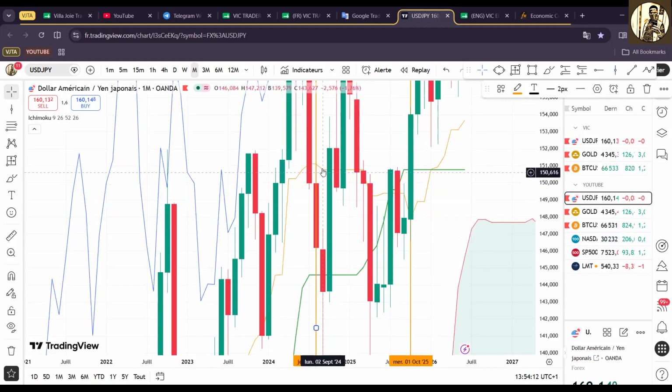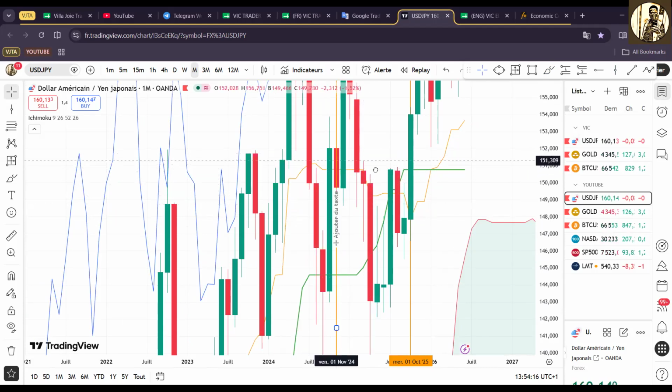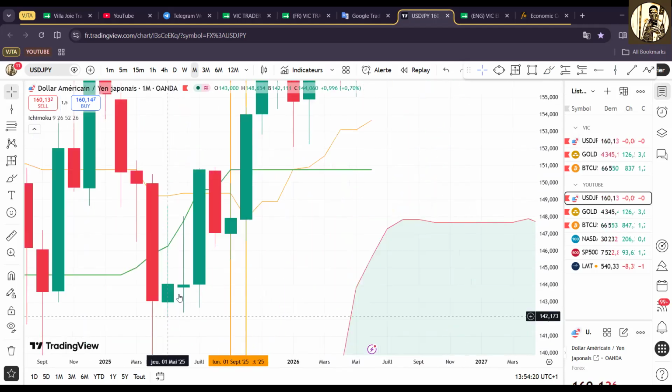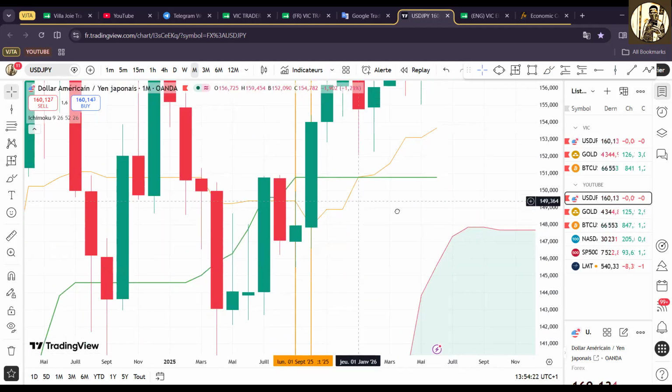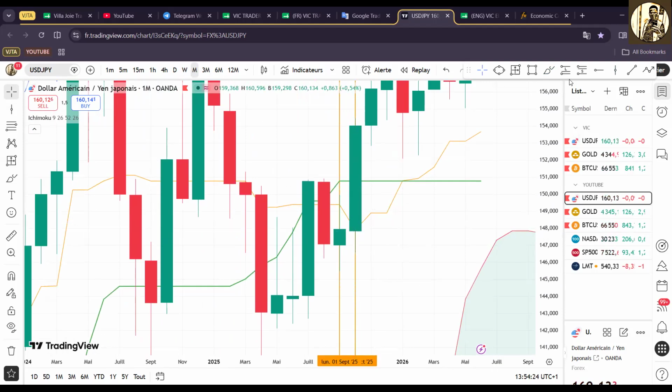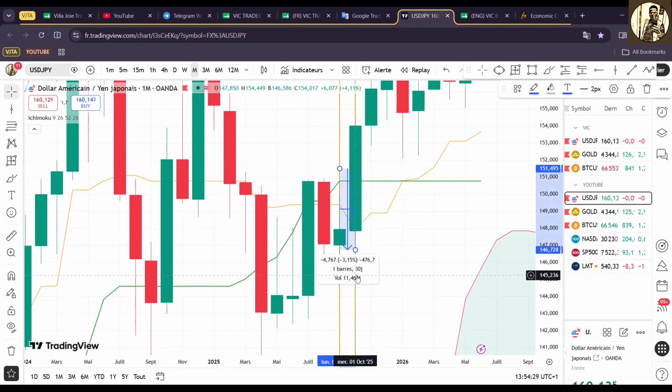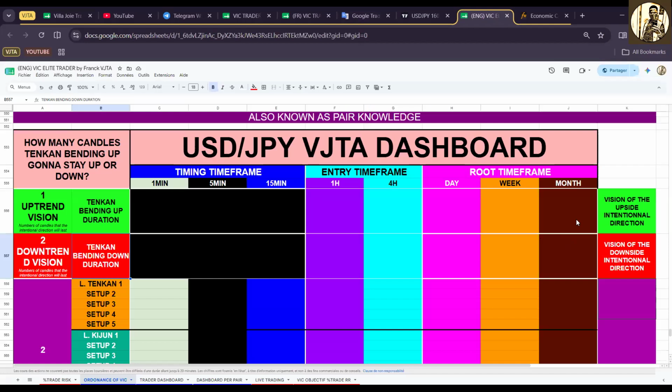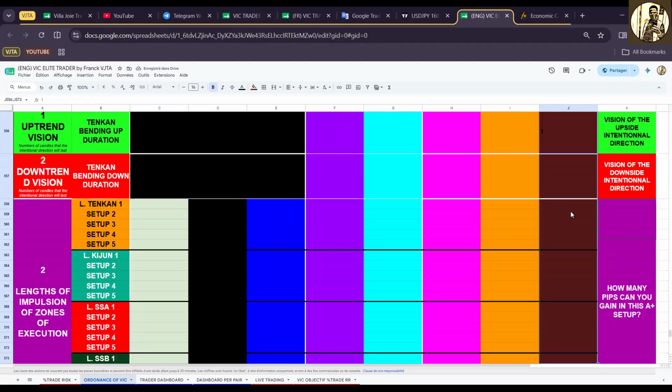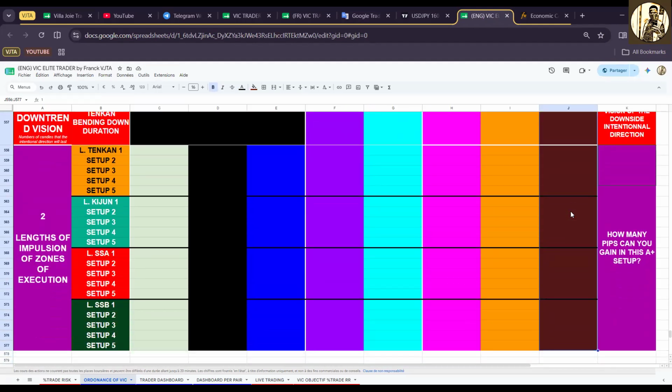Okay. If I zoom in well, you will see that Tenkan is bending to the downside. Okay, like this. So the number of days here is 30 days, right? But it's 1 bar. We are in a monthly time frame, so we will use bars and not days, the numbers that we are writing inside here, right?